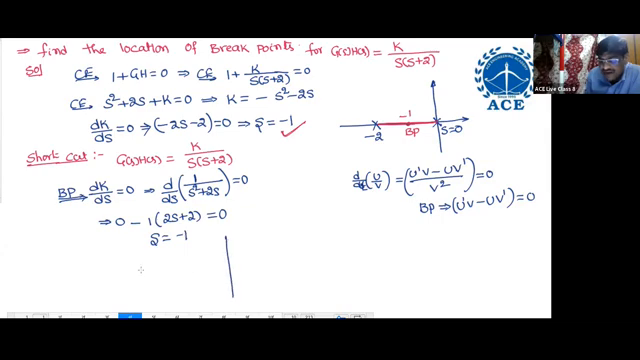It lies on the root locus branch. Here the root locus branches exist. Where is minus 1? Here, minus 1. So it is a valid breakpoint. That's all. In case it lay here, it would be invalid. Here the root locus branch exists, so that means it is a valid breakpoint. That's all.